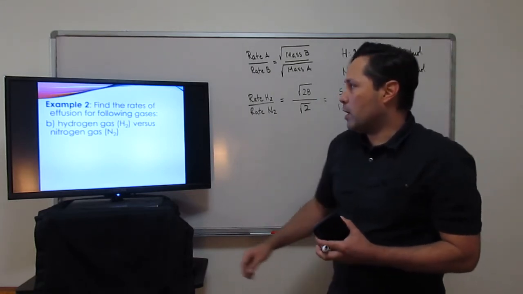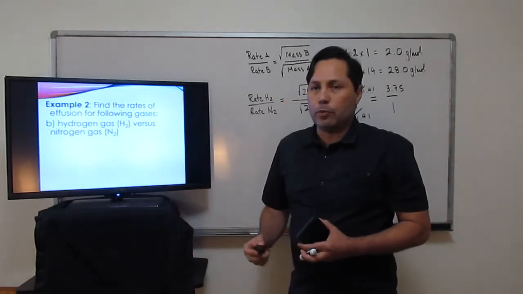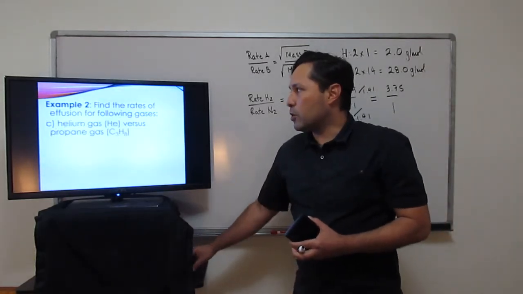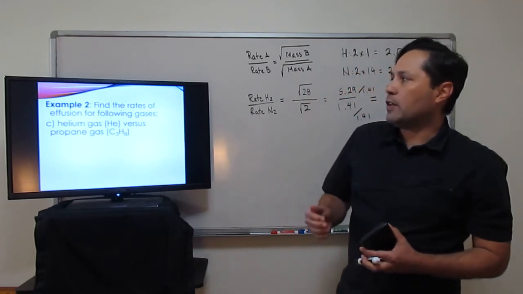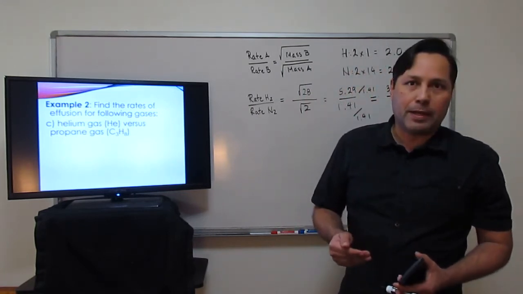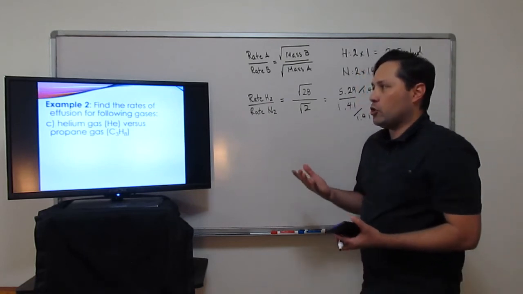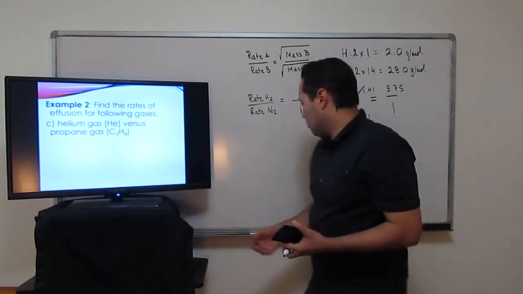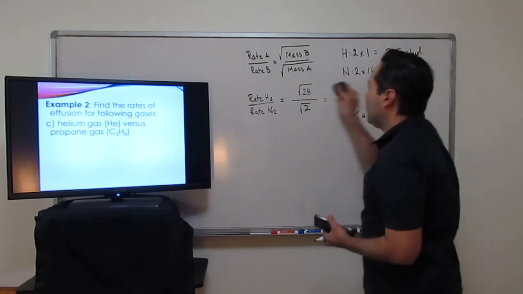Alright, let's move on now to part C of example 2. In this one, they ask you a very similar question: find the relative rate of effusion of helium gas versus propane gas. Now helium gas is just helium. There's only 1 atom of it, so that's going to simplify our lives a little bit.